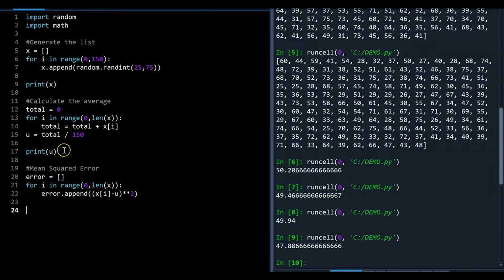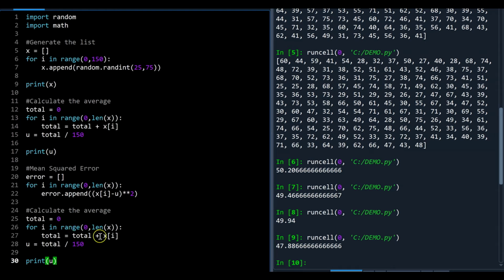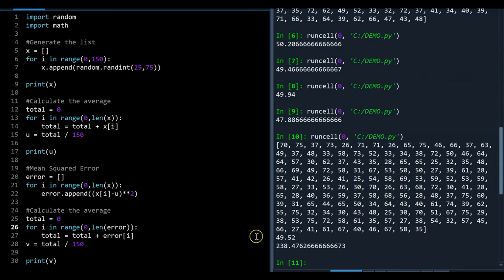So I do the same thing I did here, except I'm doing it with not the X list, but the error list. I suppose I could just put 150 every time, but there we go. Okay, so what have I got here? There's my list, there's my average, this is the average of my error list.